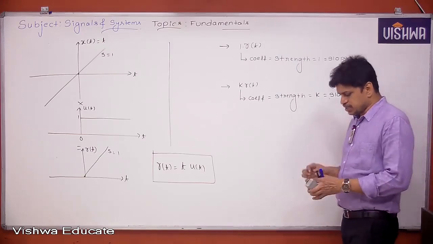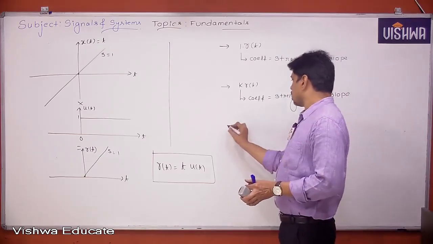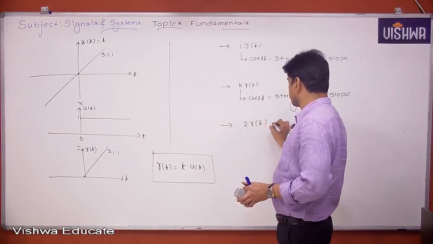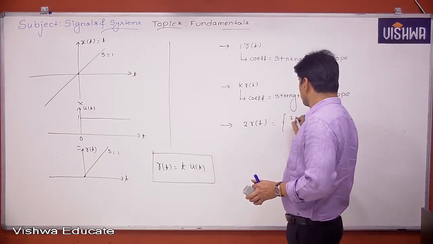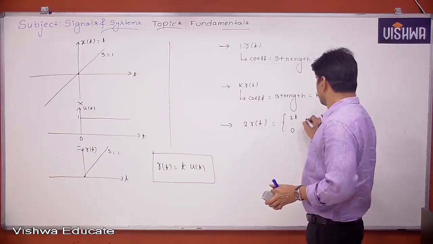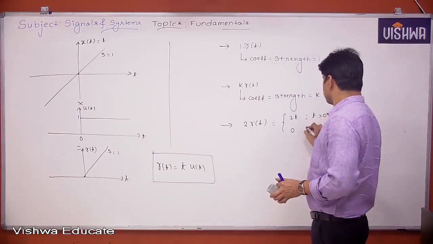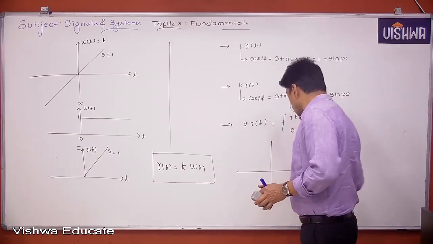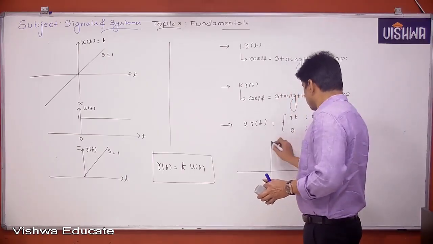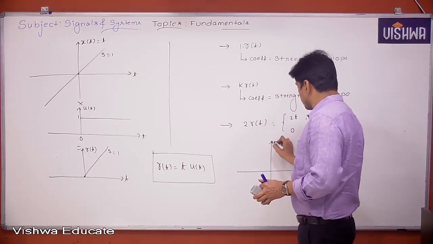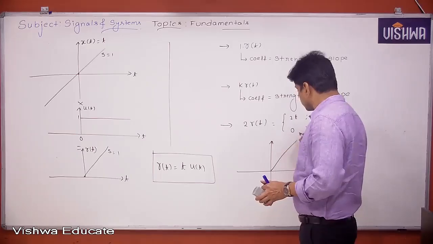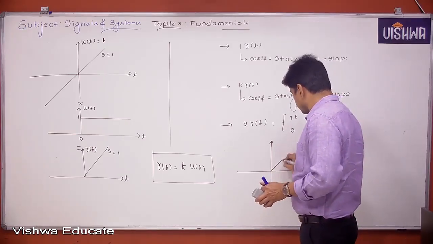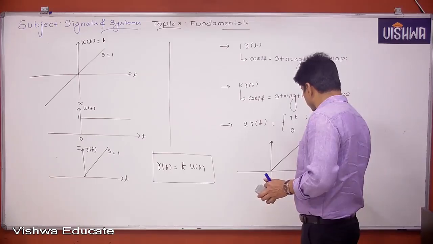Suppose I write, draw 2r of t. How can we draw this? 2r of t is nothing but 2t for t greater than 0, and 0 for t less than 0. So if I draw this curve, y is equal to 2x, how can we draw it? It is a straight line passing through origin with slope equal to 2.